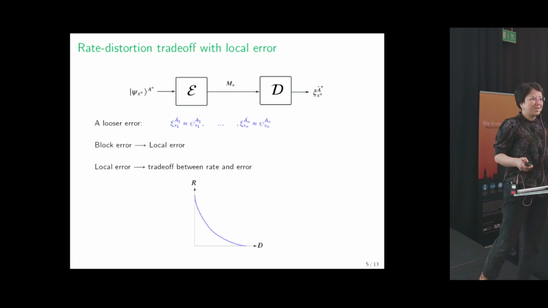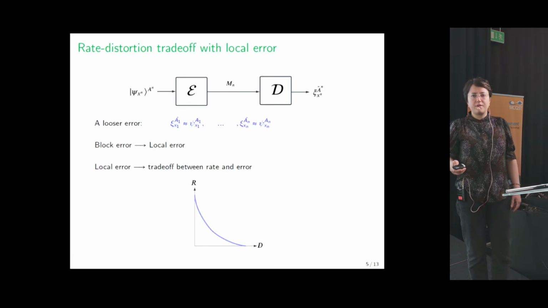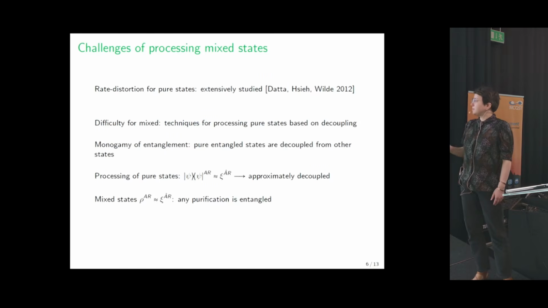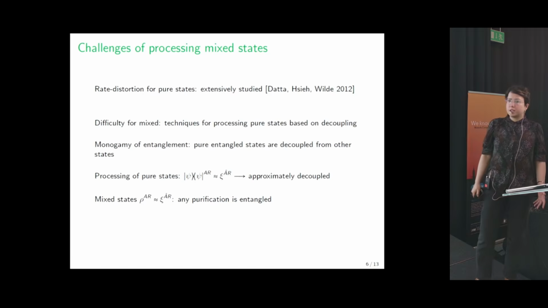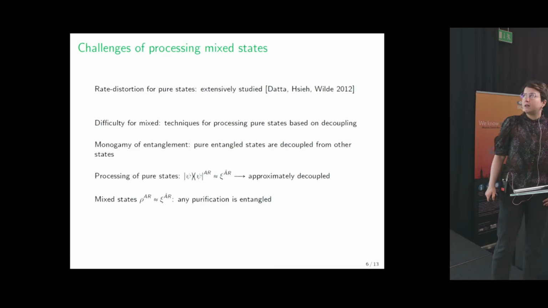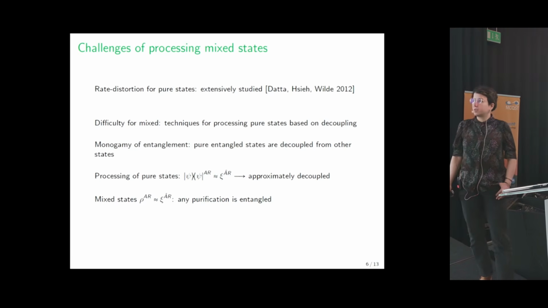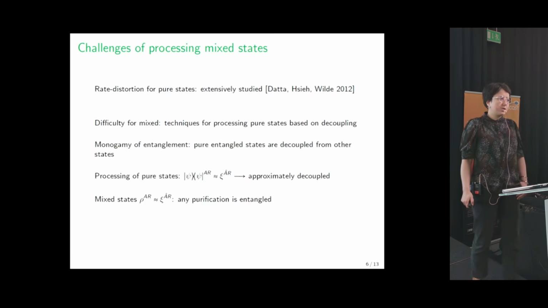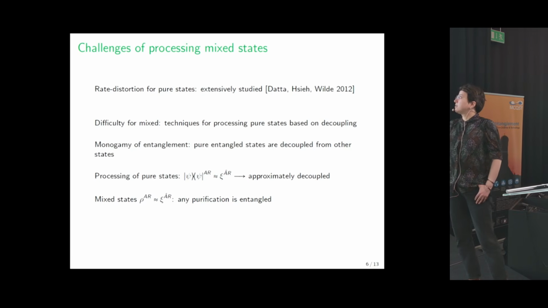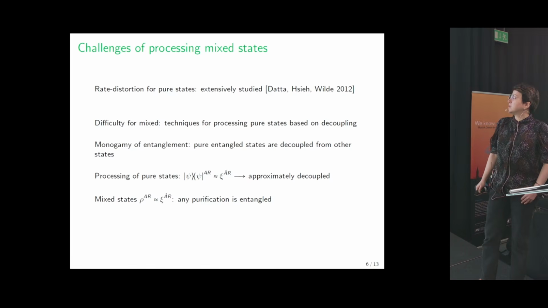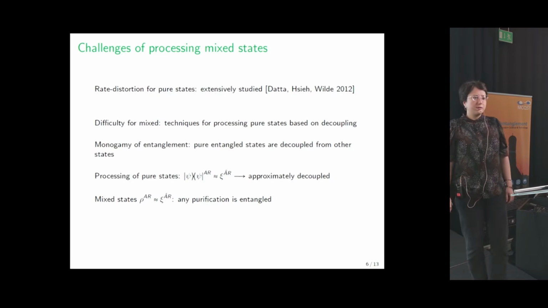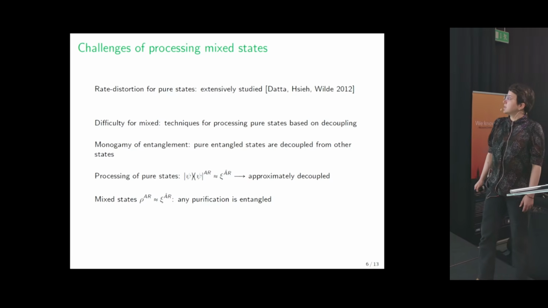What I was trying to say is that, depending on how you define the distortion or the error, you can have different kinds of behaviors. Rate distortion theory is very well understood in classical information theory, and in the quantum setting it is also extensively studied for pure states. One of the initial works, as far as I know, is from Datta, Hsieh, and Wilde from 2012. They characterize a rate distortion curve for an ensemble of purified states.